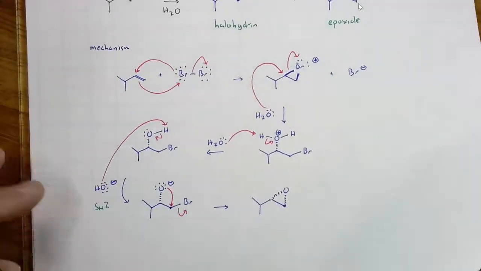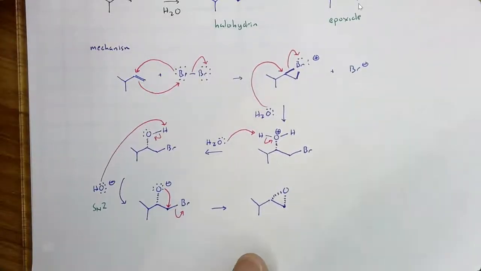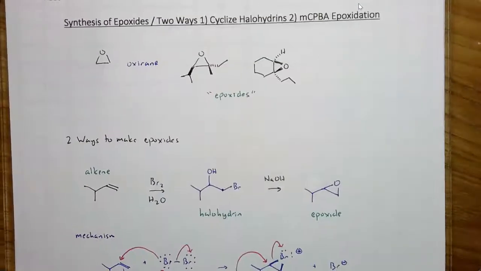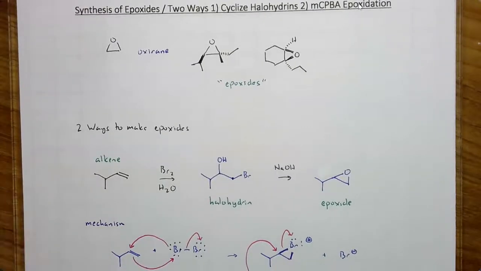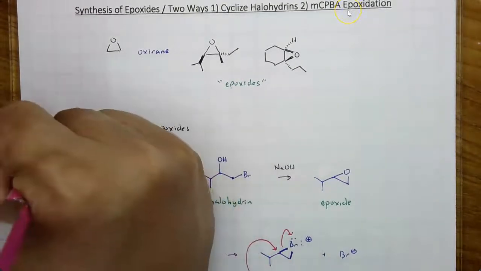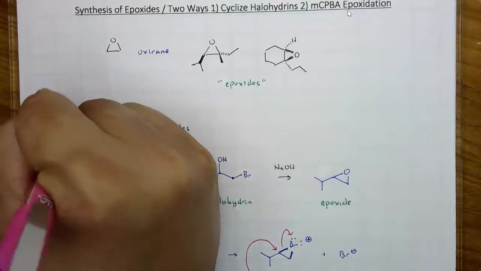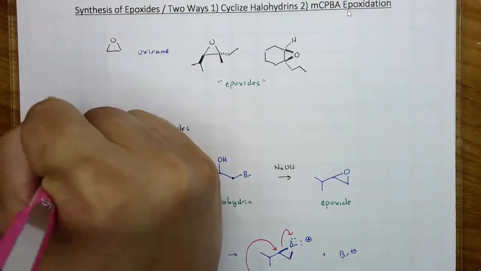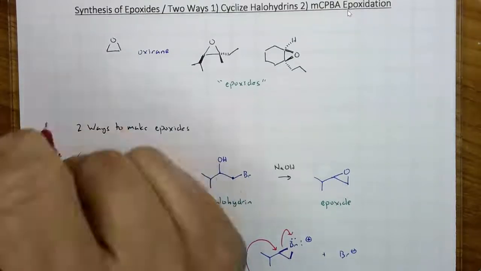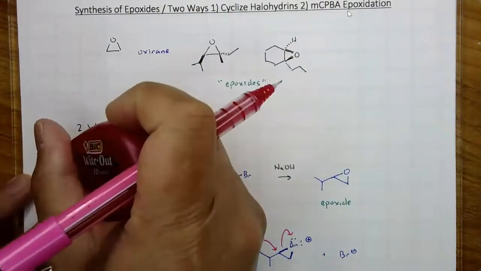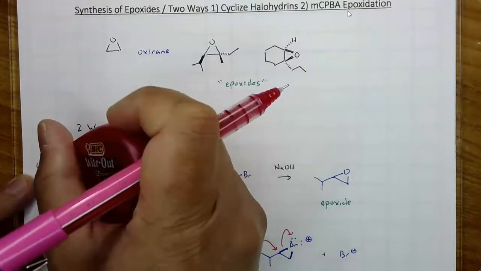Okay? There's a second way to make an epoxide. How do I want to call this? This way is you cyclize the halohydrin. Cyclize the halohydrin. It is two reactions, like I said before.